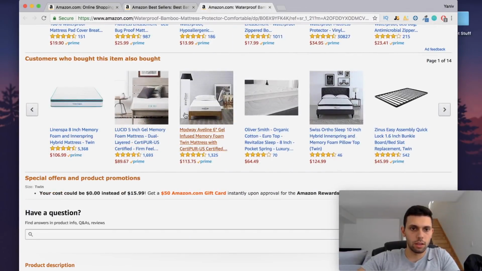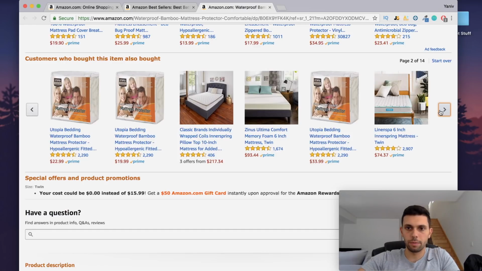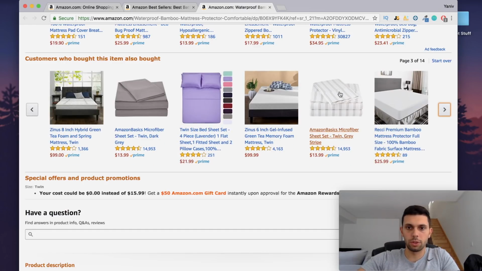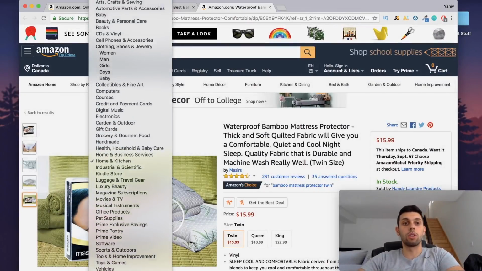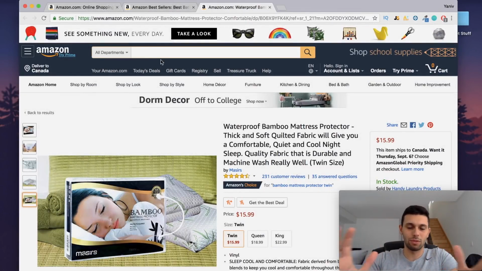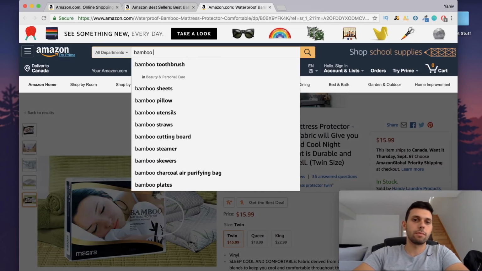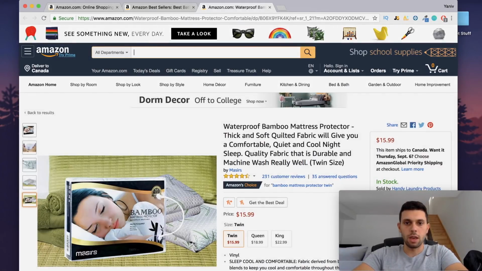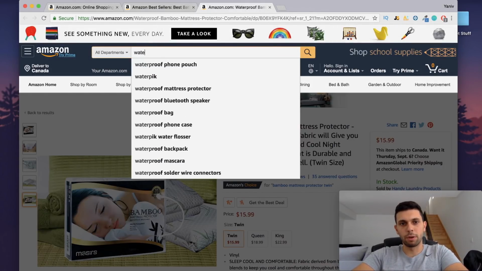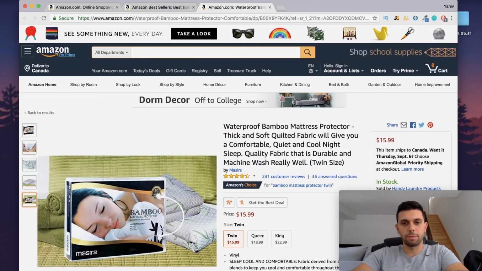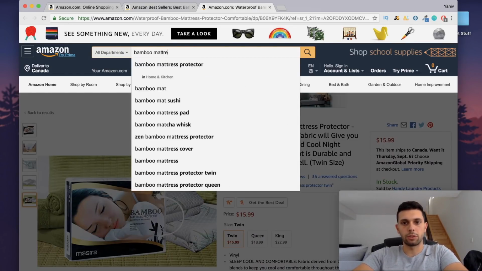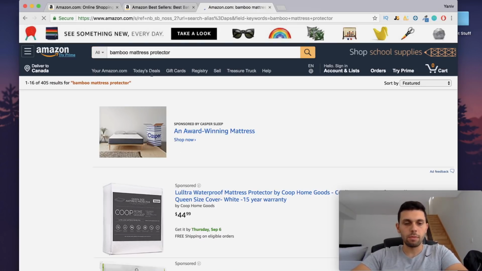Let's look at anything interesting here. This is the related products customers also bought. Let's see here. Okay, so nothing too interesting. Now, like I did in the last one, we're going to go to all departments and see what the market looks like for something like this. Are there going to be a lot of people selling these bamboo products, and if there are, you see if it's profitable or not. So in this case, it's waterproof. If I was a customer, would I type in waterproof? I think let's do bamboo mattress protector first and see what's here.